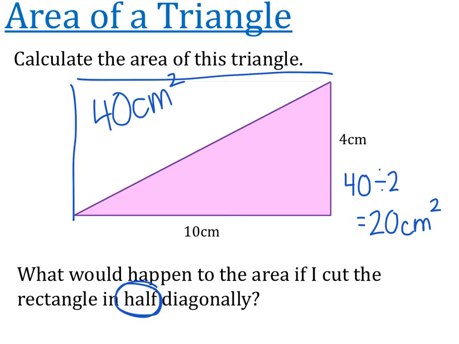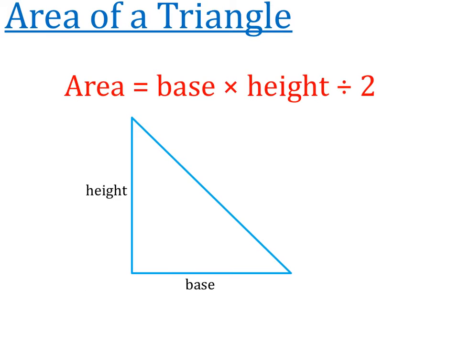Now, if you're not sure what I've been talking about this whole time, we'll take a pause and we'll go over how to find the area of a triangle. So here's the formula that you're going to need to be able to find the area of a triangle. The area of a triangle is given by the base of the triangle, times the height, how tall the triangle is, divided by 2.